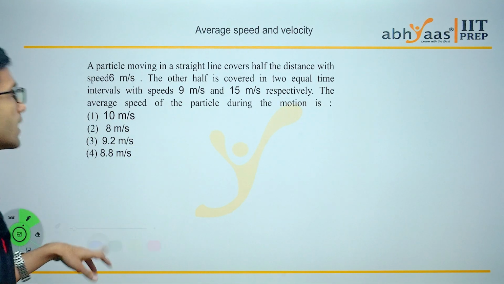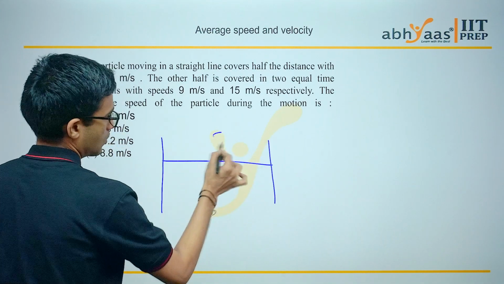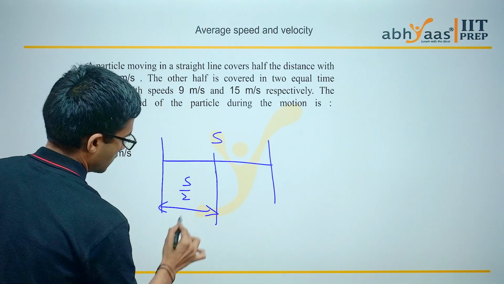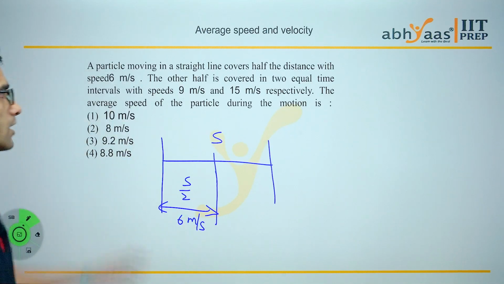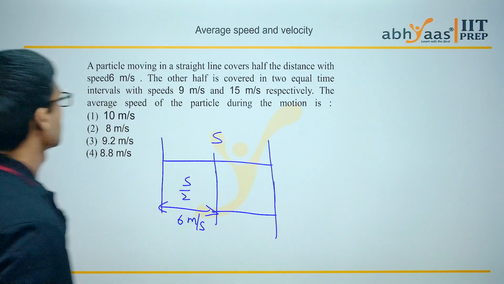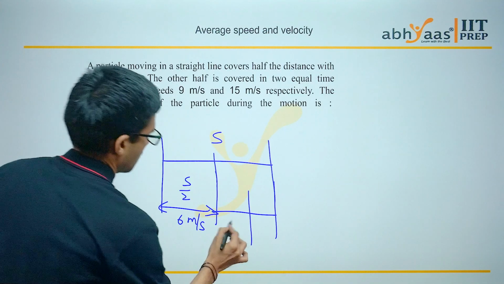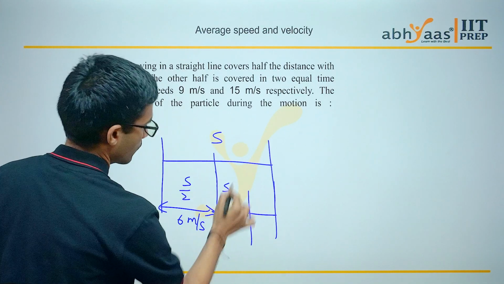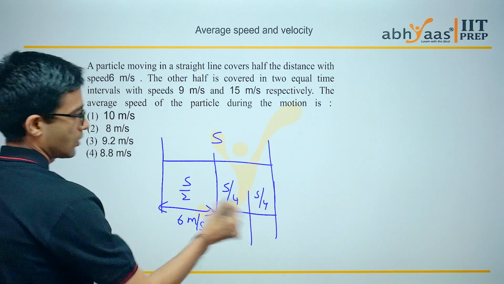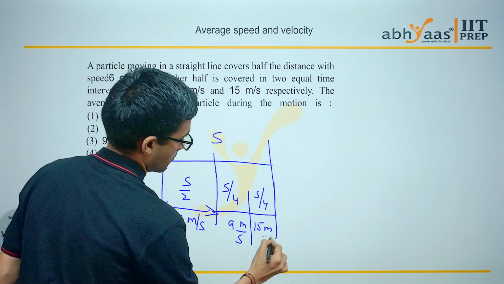Now the particle is moving in a straight line, covers half of the distance. So let us consider total distance is equal to s. S by 2 it covers with how much speed? 6 meter per second. The other half is covered in 2 equal time intervals with speeds 9 and 15. Because here the other half is covered in 2 equal time intervals, s by 4, s by 4. So again you will get s by 2. Here speed is 9 meter per second, here 15 meter per second.